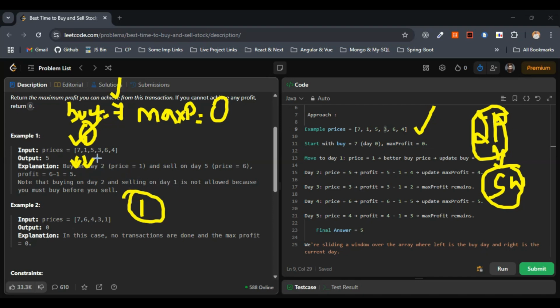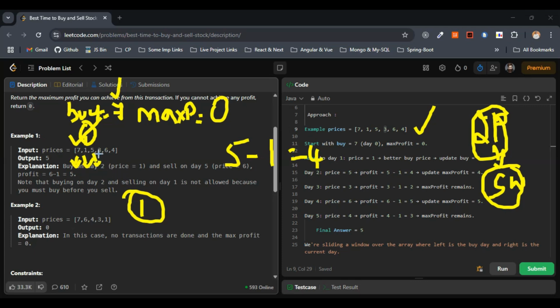So let's come to day 2, the part with the value 5. Now we are on the second day with the value 5. We have bought the stock for 1 and we are selling it at the price 5, so the profit will be 4.